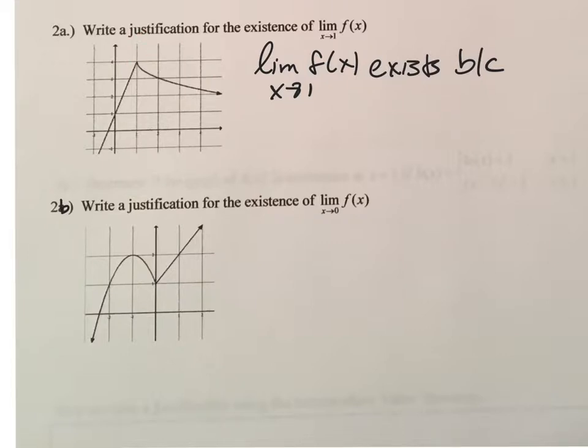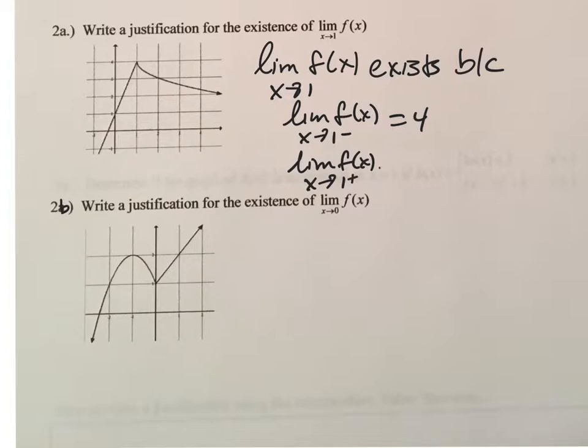So we'll say that the limit of f of x as x approaches 1 exists because, the left-hand limit, the limit of f of x as x approaches 1 from the left, we can see from the graph that that's equal to 4. And the right-hand limit, the limit of f of x as x approaches 1 from the right, is also equal to 4. So therefore, we can say that the limit of f of x as x approaches 1 is equal to 4, and therefore it exists.